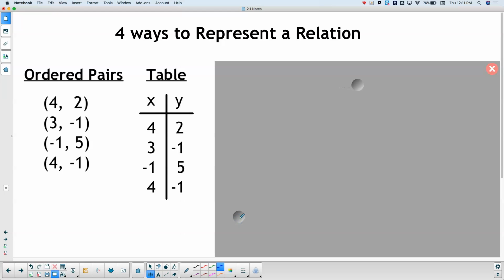Another way to represent a relation is using a T-chart table. Okay? It's the same as the ordered pairs. Here's the point. The first one is the point (4, 2). Second one is the point (3, -1). Third one is the point (-1, 5). And the last one is the point (4, -1). So we can just make our ordered pairs into a T-chart.